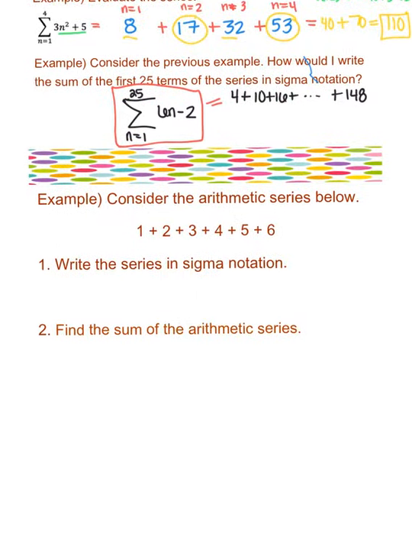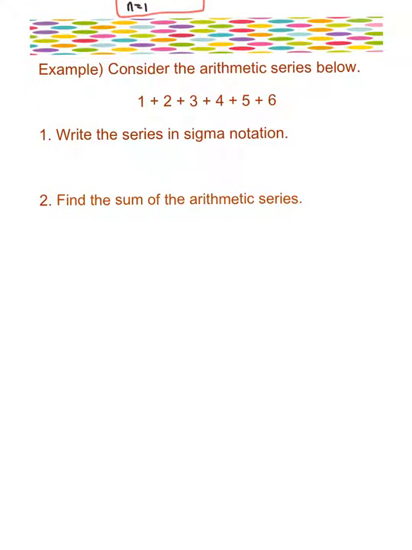Let's look at this series. 1 plus 2 plus 3 plus 4 plus 5 plus 6. I'm going to write the series in sigma notation, and that's going to require an explicit rule. As I'm taking a look at this, I notice it's arithmetic. Every term is going up by 1. But I also notice that a sub n is always just equal to n, the step size. So there's my rule, a sub n equals n, and I'm going from n equals 1 to 6.